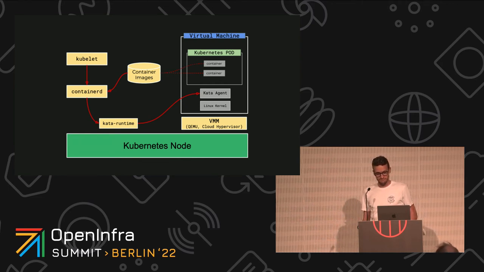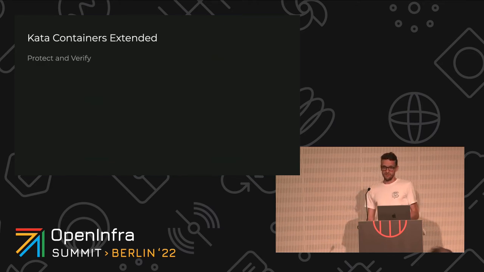So it feels very natural, as confidential computing implementations are basically virtual machines, to say, if we want to run a Kubernetes pod inside confidential computing instances, we should basically extend Kata Containers to support confidential computing. And this is what we did with Confidential Containers. Confidential Containers is basically Kata Containers with a few fairly intrusive extensions to support confidential computing. And we're going to go through those extensions now.